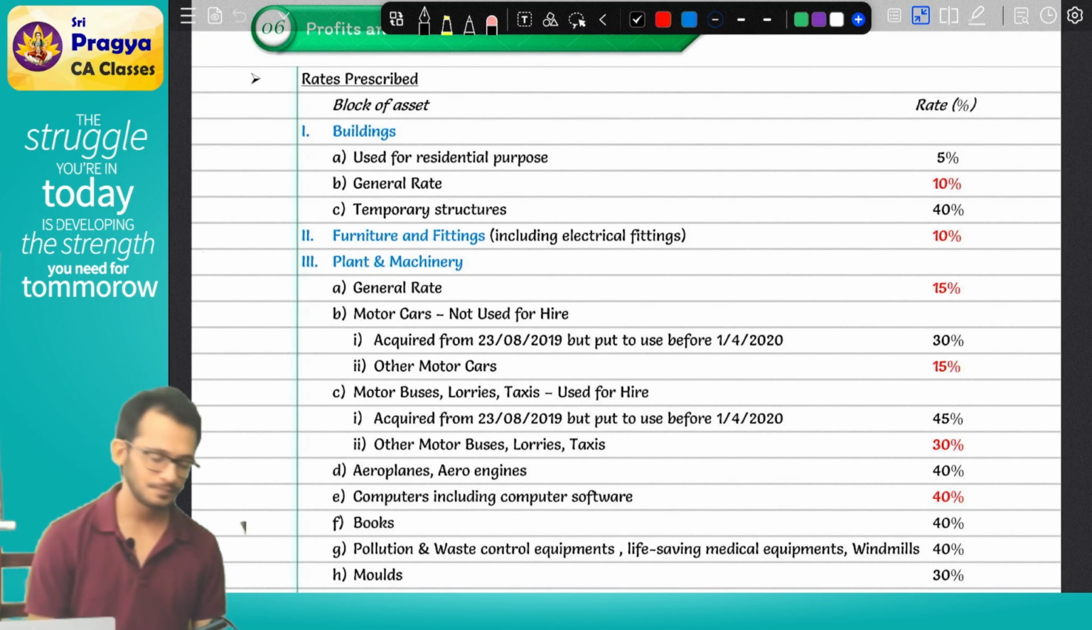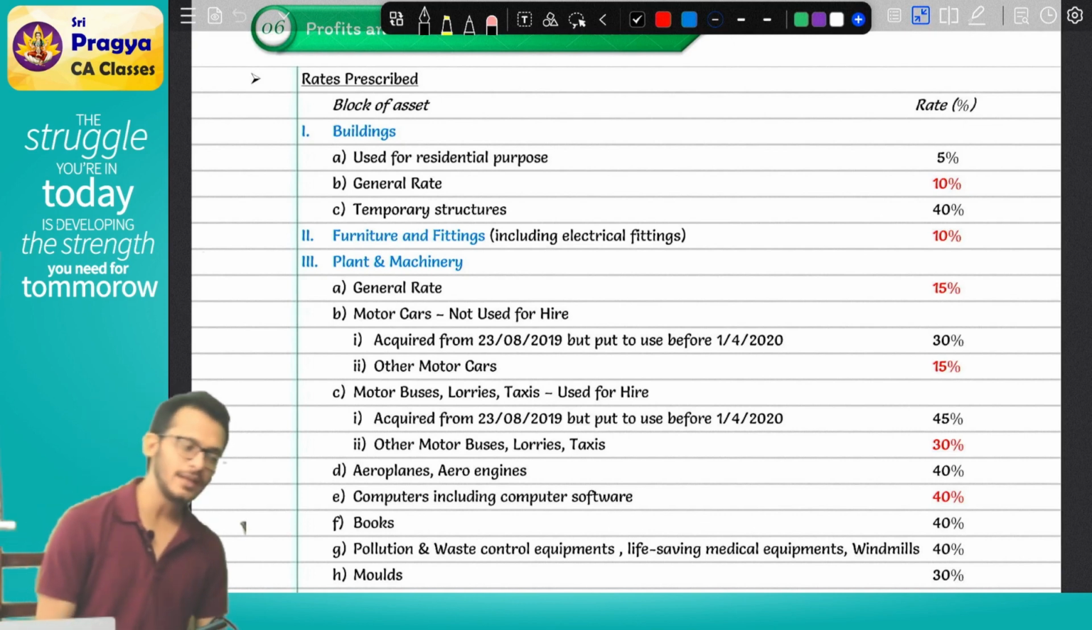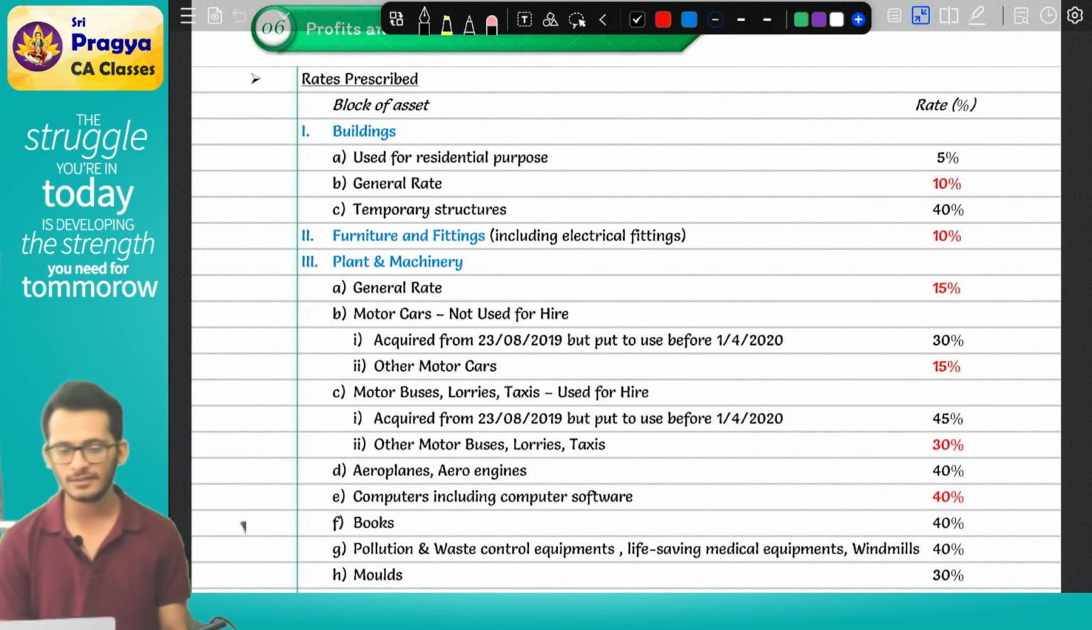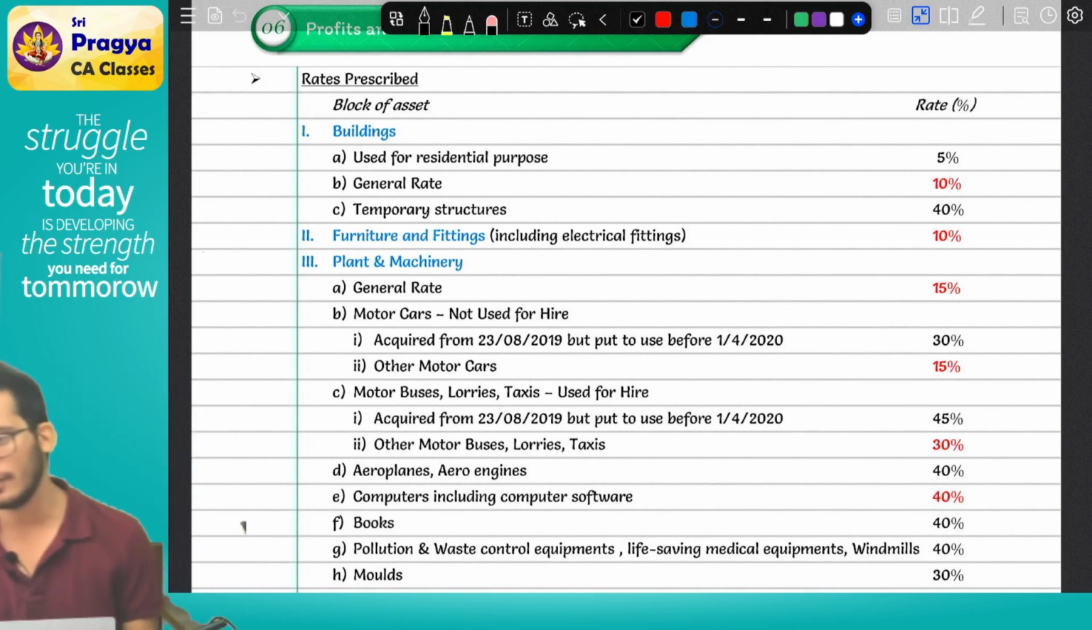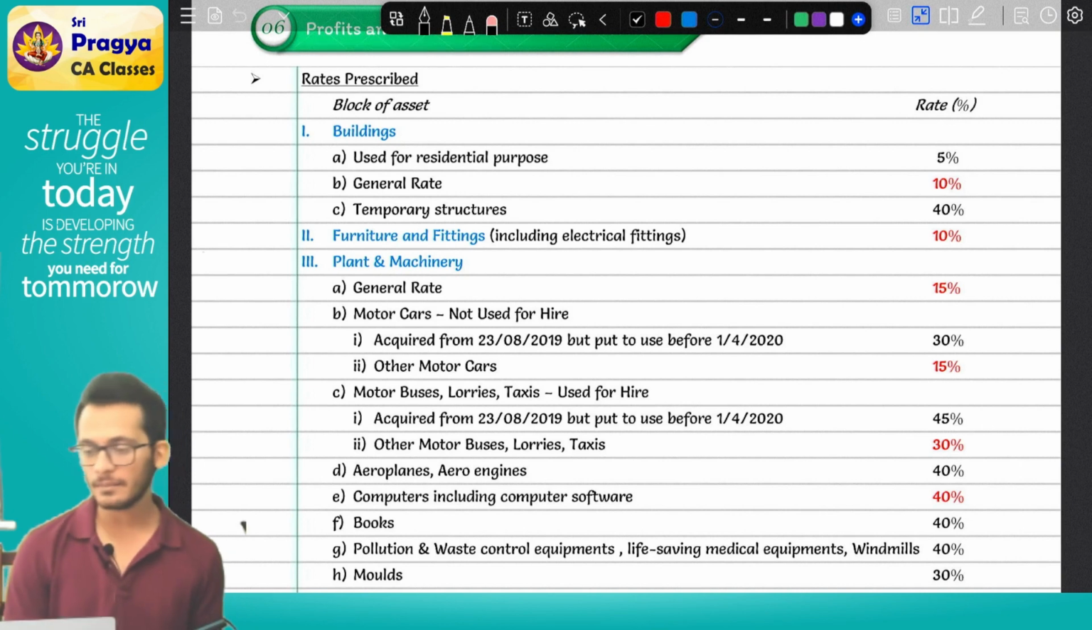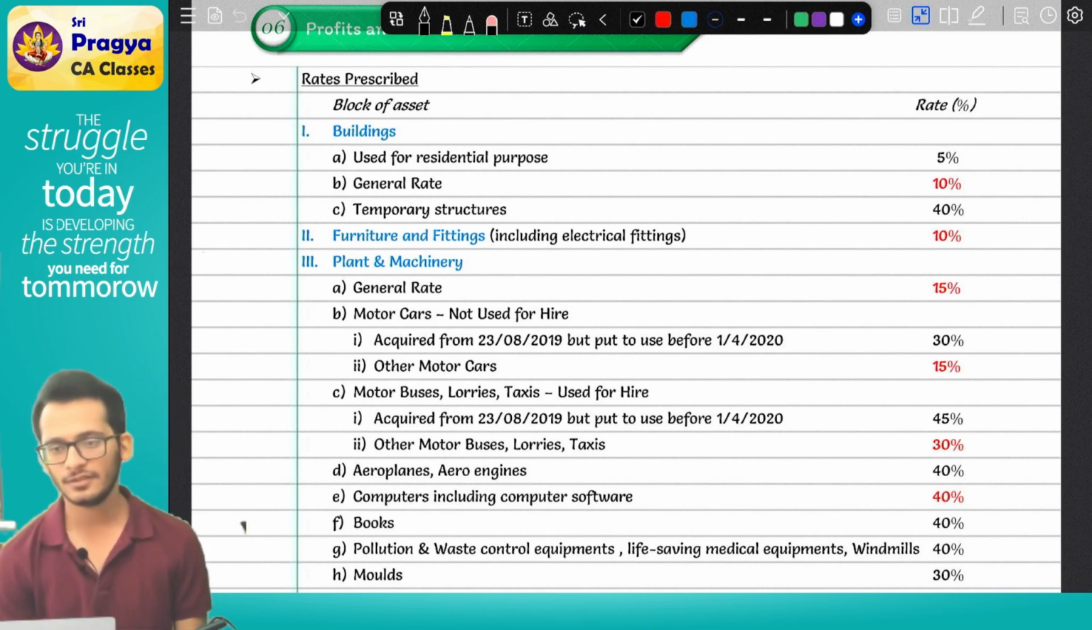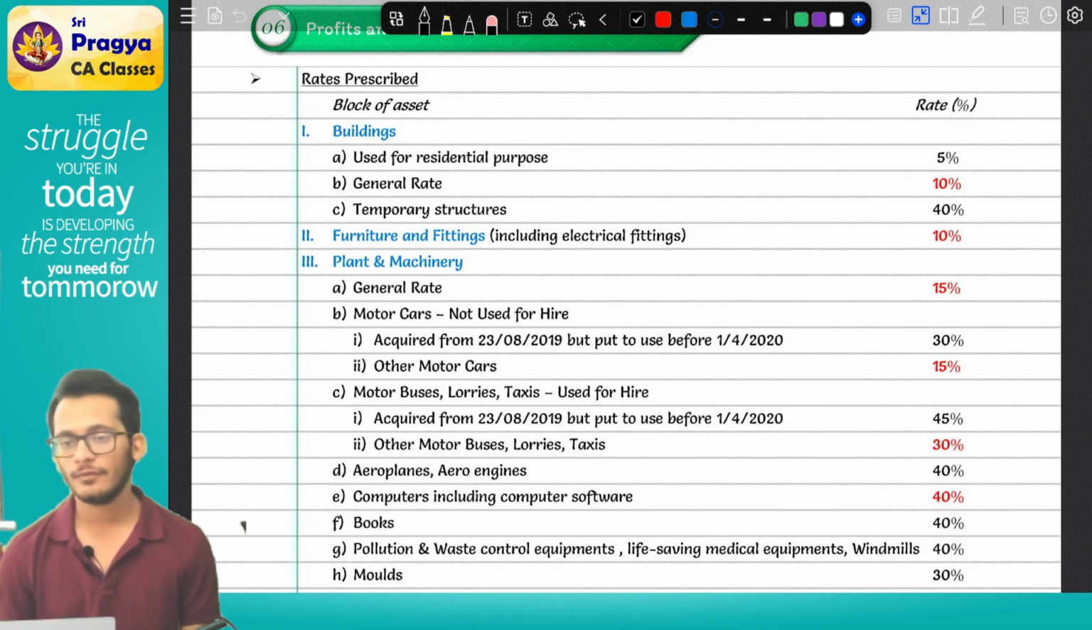If you have created a building which is a temporary structure, income tax tells you can claim the highest depreciation which is there in income tax. In income tax, the highest depreciation is only 40%. So you will be allowed 40%.